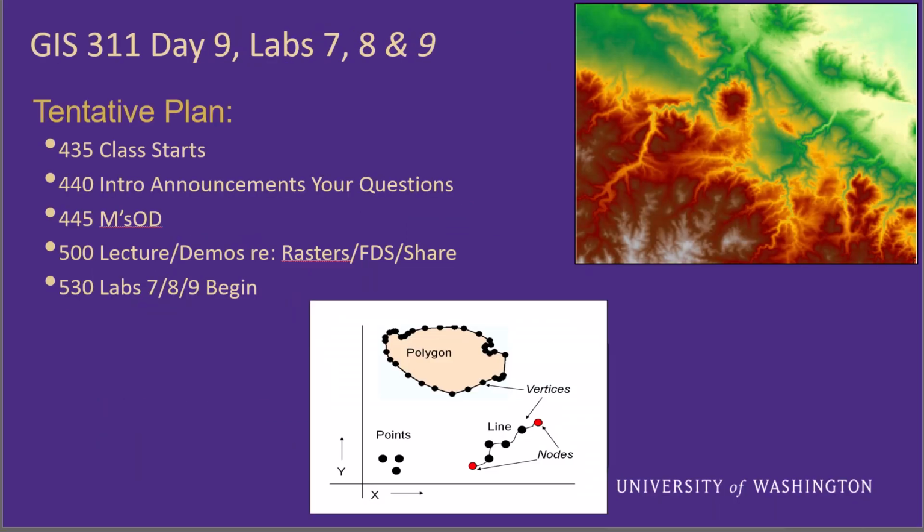Today's tentative plan, as always, class will start, announcement, maps of the day. We just did one from Al Jazeera News. Lectures and demos. Today it's regarding rasters and sharing. And then you'll begin your labs 7, 8, and 9. As mentioned previously, lab 7 is a normal lab. Labs 8 and 9 are very short. You should have plenty of time to get those done in class next week, or you can get a head start on them even sooner.